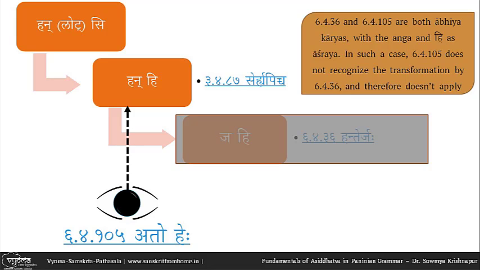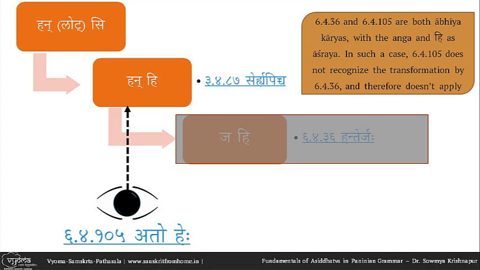So samanashraye abhiya karye kartavye, that is, ato he ityanena he lukі kartavye, hanter jaha ityanena kritaha jadeshaha asiddhaha. So 6.4.105 does not recognize 6.4.36. So it is another Aabheeya karya with the same ashraya, and therefore this becomes asiddha to ato he. And therefore this will see only han, he. There is no adanta anga, and therefore there is no luk for he. That is how we justify the form jahi.